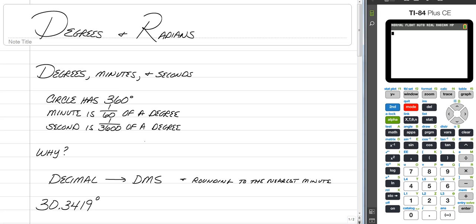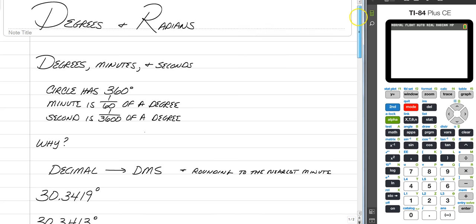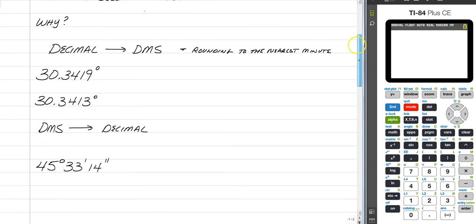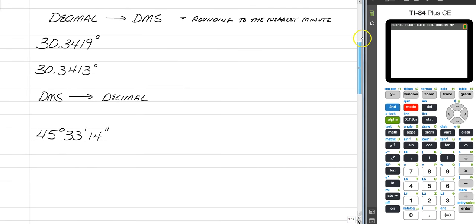So the reason we have degrees, minutes, and seconds is to get a more accurate rounding tool for degrees. Okay? So you don't really have to know anything fancy to do it, though, if you have a graphing calculator. So if you have a graphing calculator, let's show you how to use it.